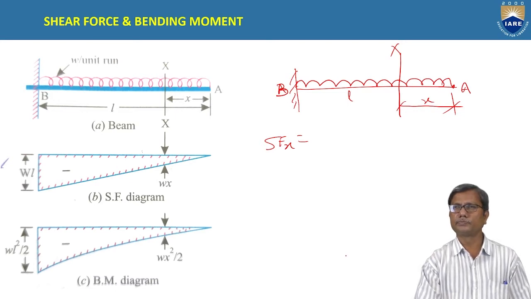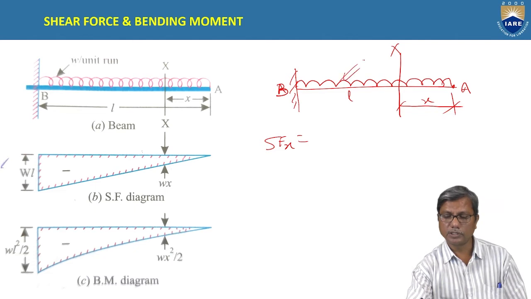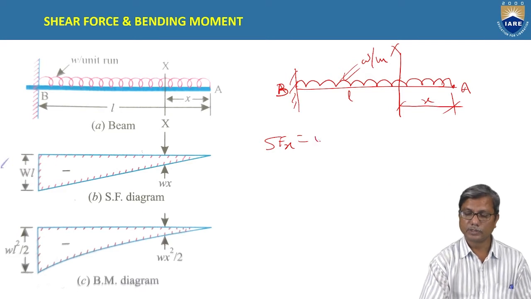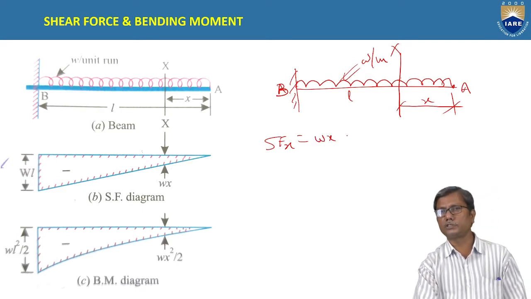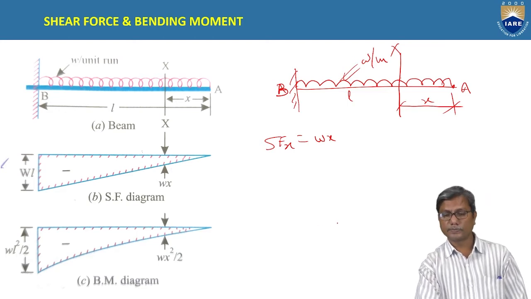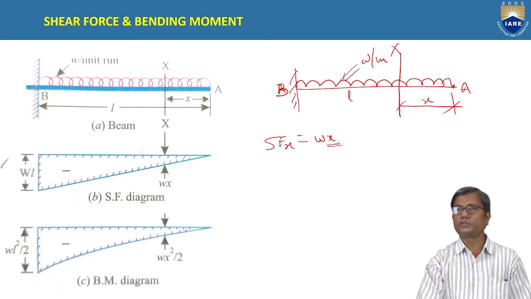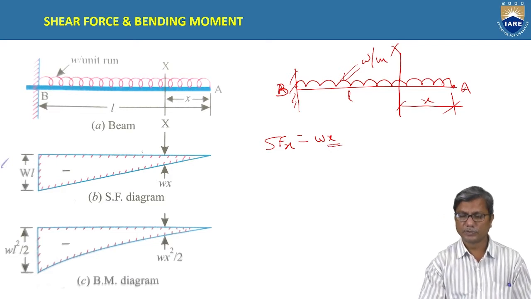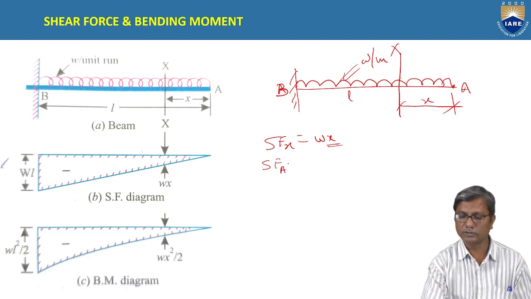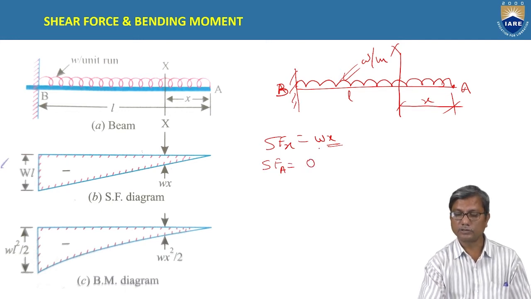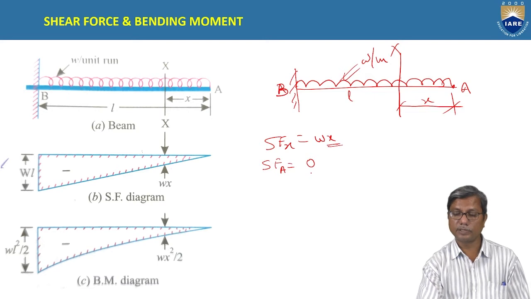Considering the right hand side, we have the intensity of loading as W per unit length. So W into X is the shear force. It is positive shear force; right side downwards is positive, our convention. So it depends on X, if you observe. So at X equal to 0, the section will be at A, so shear force at A is 0.